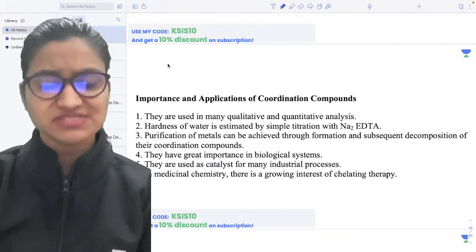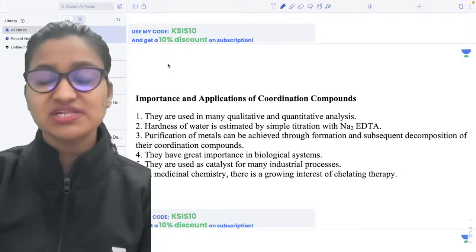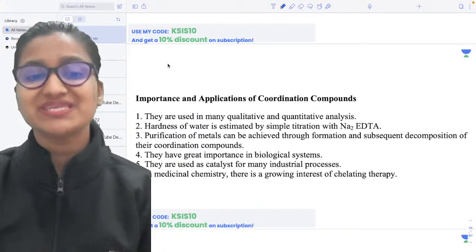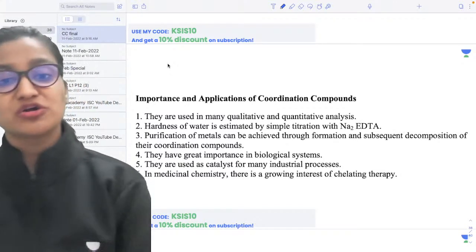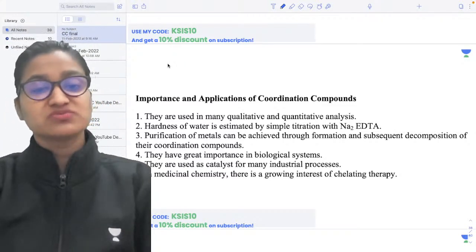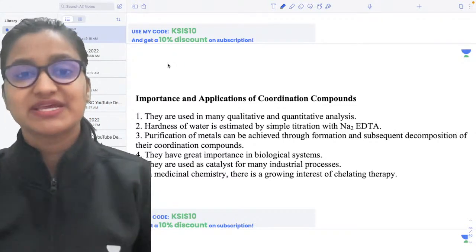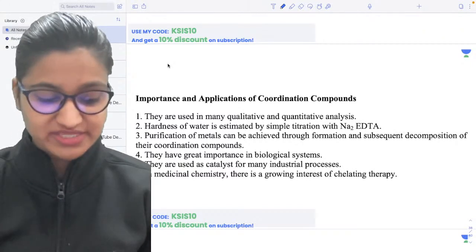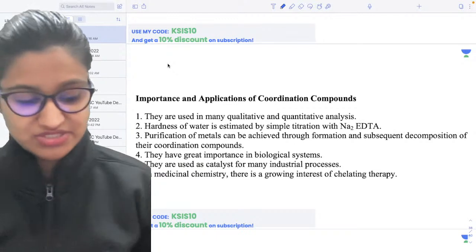Okay, then in the industrial processes, in many chemical reactions, coordination compounds are often used as catalysts as well. Catalysts are those which enhance the activity of the reaction, right?